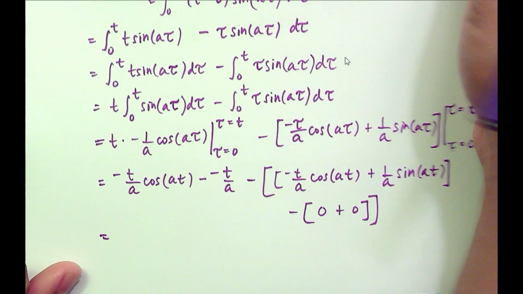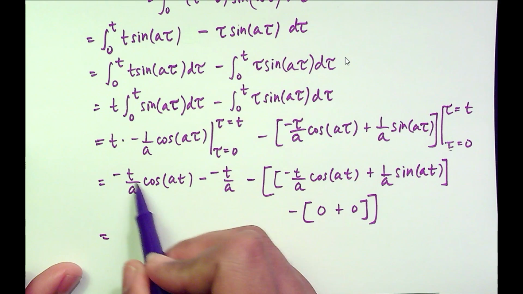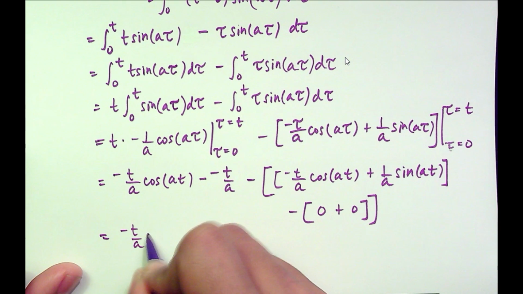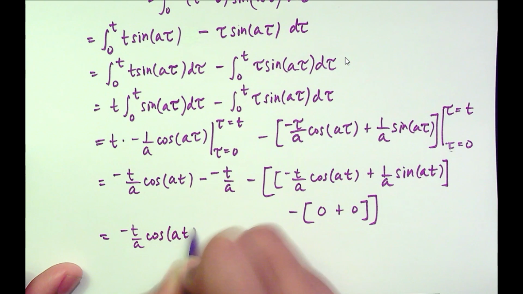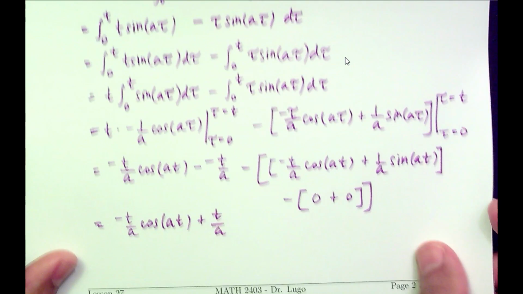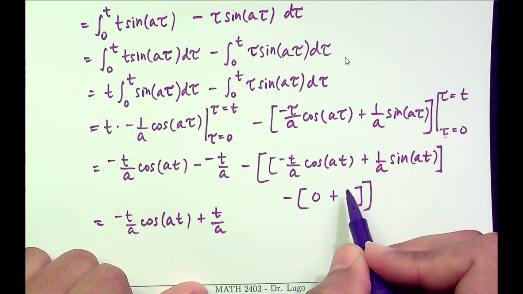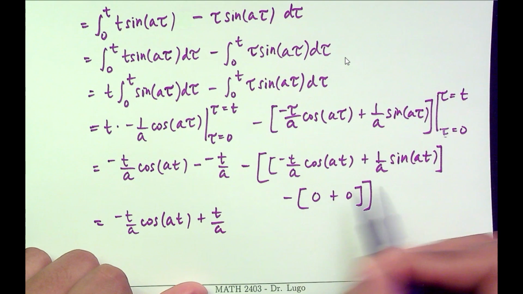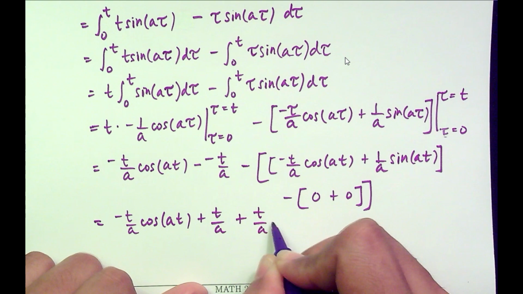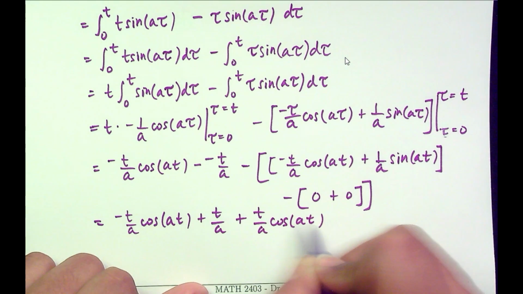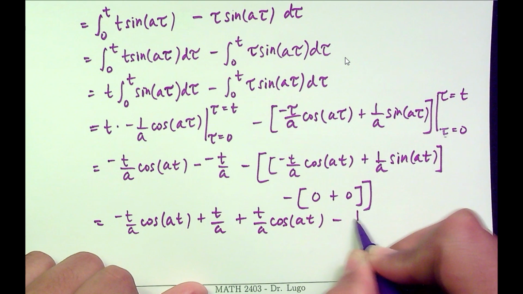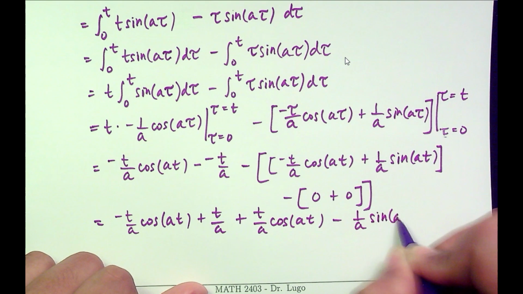And now let's continue simplifying. This is going to be this one. Well, there's nothing to simplify in this one. Negative t over a cosine of a t: minus and minus becomes plus, so plus t over a. And then that one is 0, so I can ignore that part. Minus and minus becomes plus. This is t over a cosine of a t. And then this minus and that plus becomes a minus: minus 1 over a sine of a t.